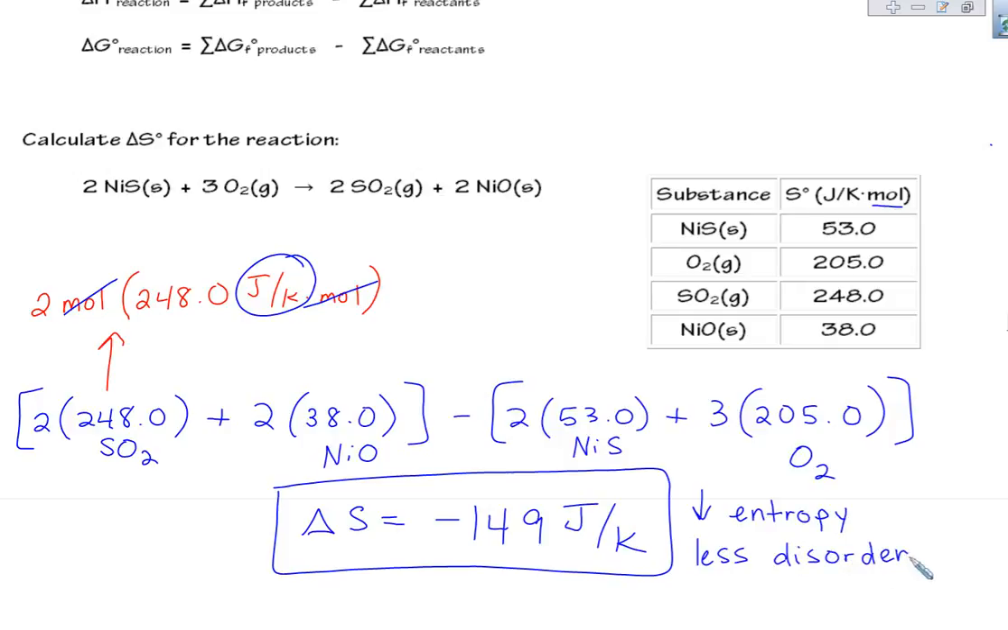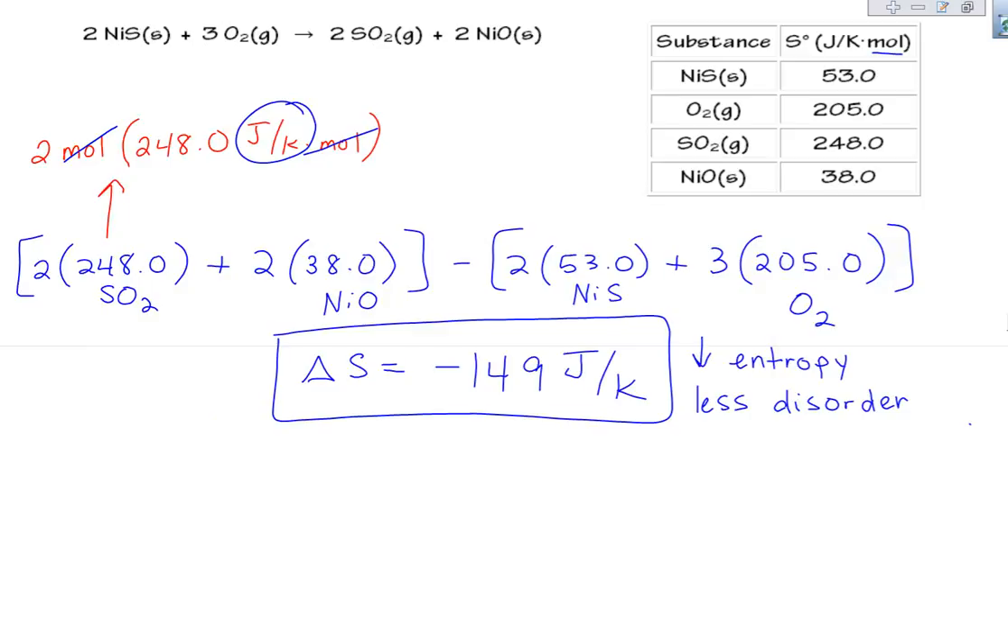Does that make sense? If I look at the balanced equation, I've got 2 moles of solid on the reactant side, 2 moles of solid on the product side. But I have 3 moles of gas on the reactant side and only 2 moles of gas on the product side. So I could look at this 2 different ways, and in both ways it makes sense. I have less total particles.